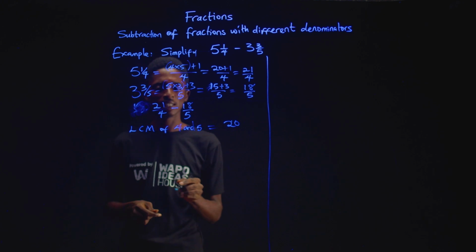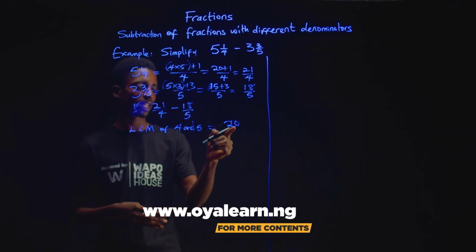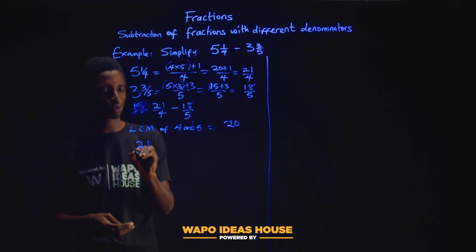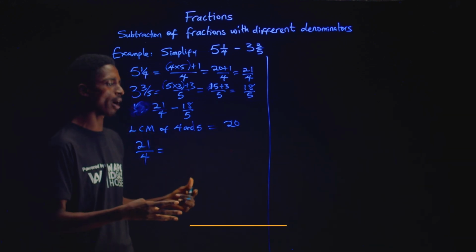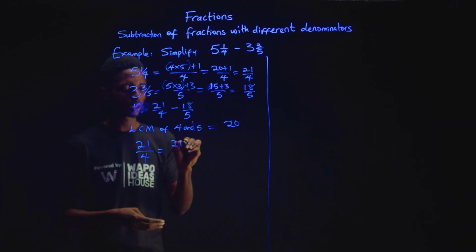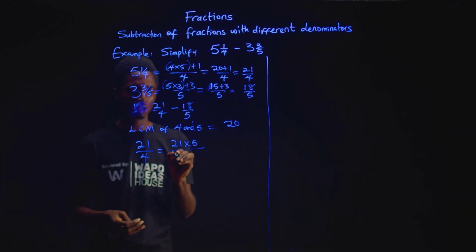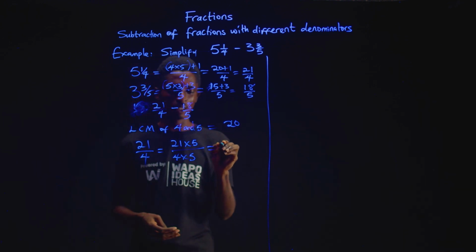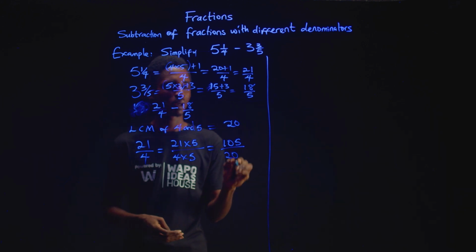Now that we have the LCM, we change each of these fractions, finding their equivalent such that 20 will be the common denominator. So for the first fraction, 21 over 4, this will become, now 4 multiplied by 5 is what gives 20, so we multiply both by 5. So the numerator will be 21 times 5 over the denominator 4 times 5. 21 times 5 would give us 105, and 4 times 5 will give us 20.